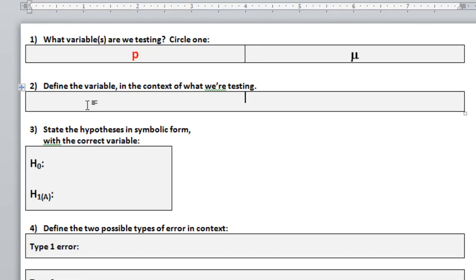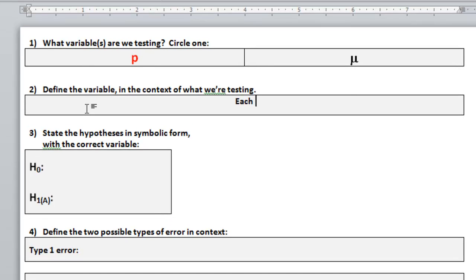So defining the variables, it's going to be each percentage represented in the experiment. Yeah, and you can say that a bunch of different ways. You basically somehow indicate you're studying, testing each of the percentages that are indicated down there.